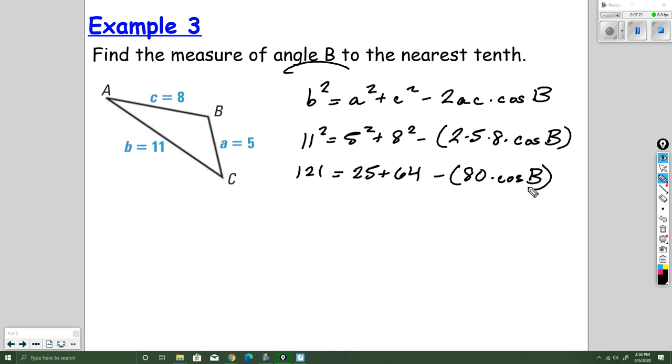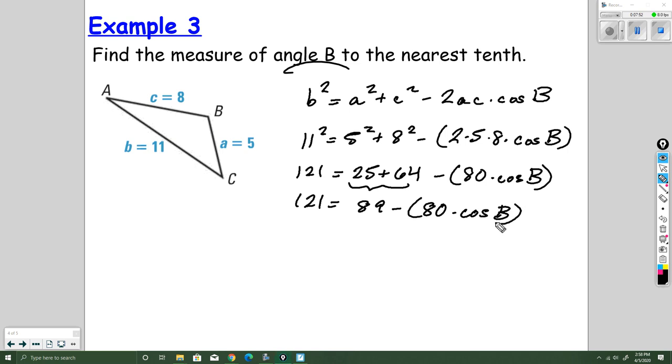All right, this is not something that we could just type, this whole right side, into the calculator. We have to undo this equation to isolate B. We want to get cosine of B by itself. The first thing that we could do is just subtract 25 and subtract 64. I'm just going to rewrite really quickly. If we combine these two, that's 89 minus 80 times cosine of B here.